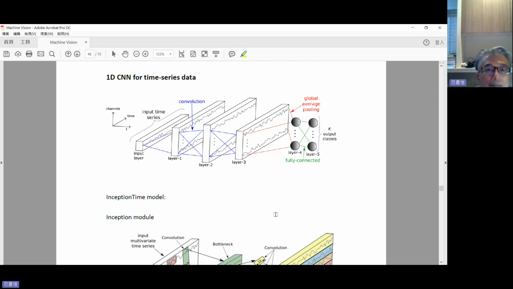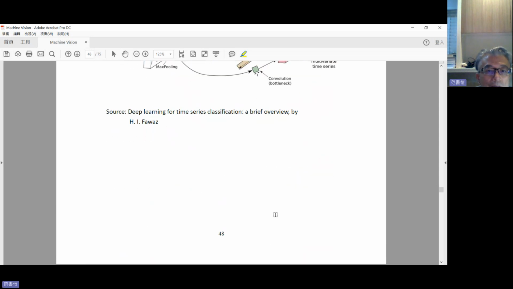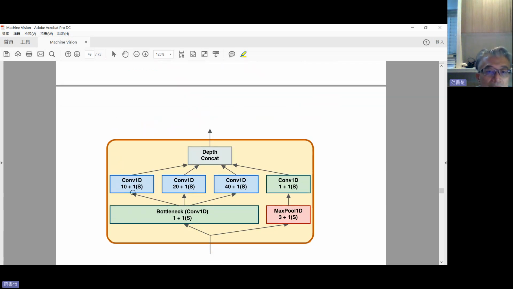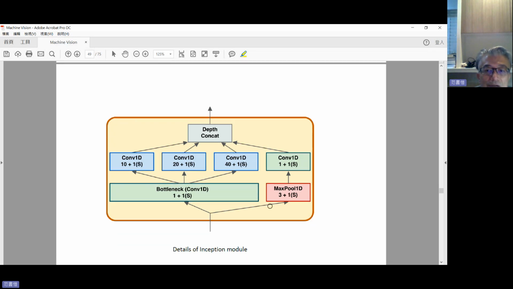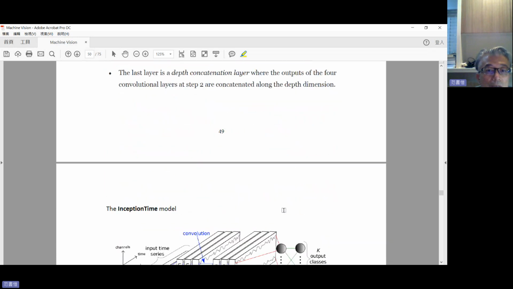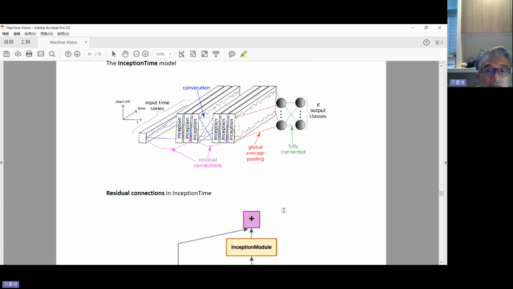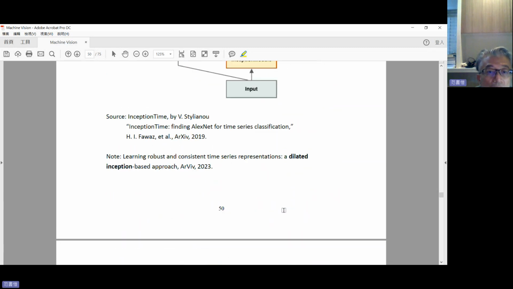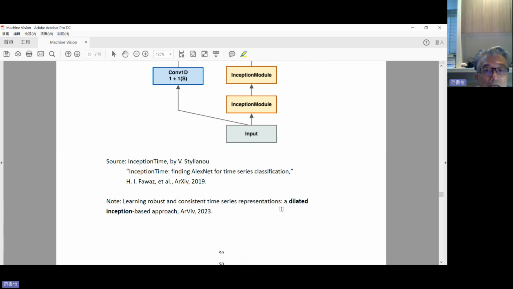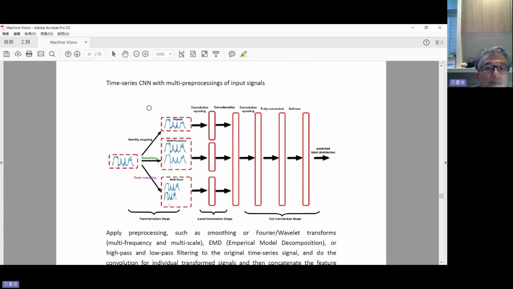And okay, input DNN. This is the depth. As you can see, the different window sizes 10, 20, 40, and then the 1D convolution, the max pooling. And okay, so this is the detail of the inception model, the InceptionTime for the different time series. Okay, like this, I give you some illustration.